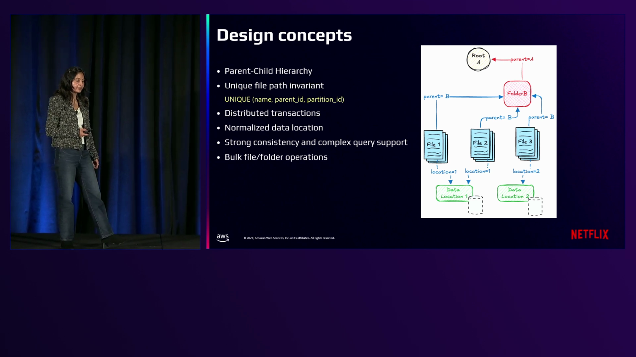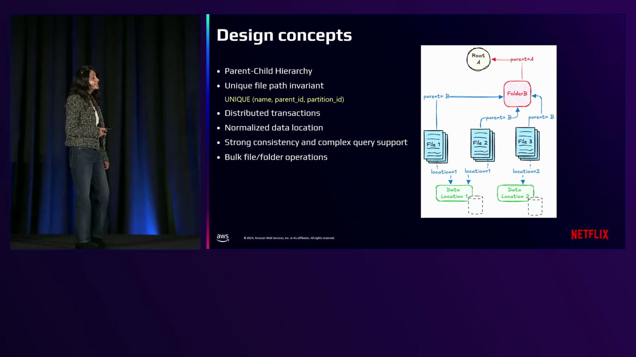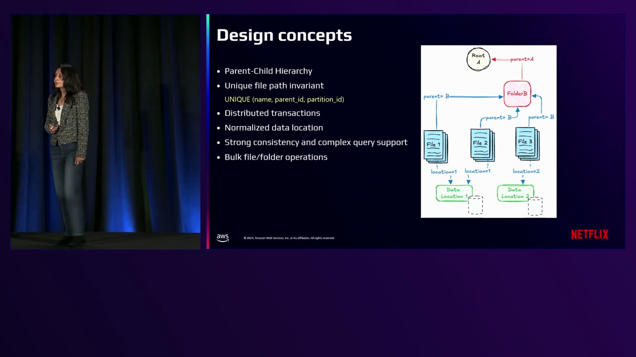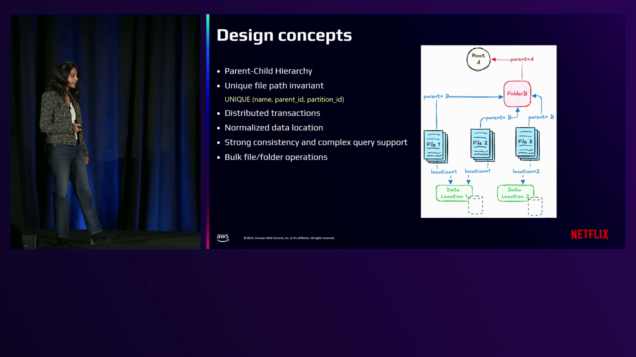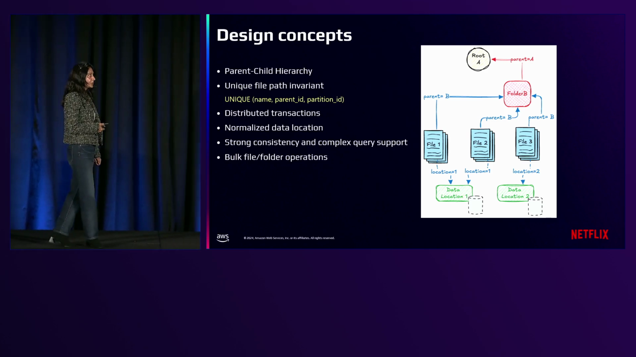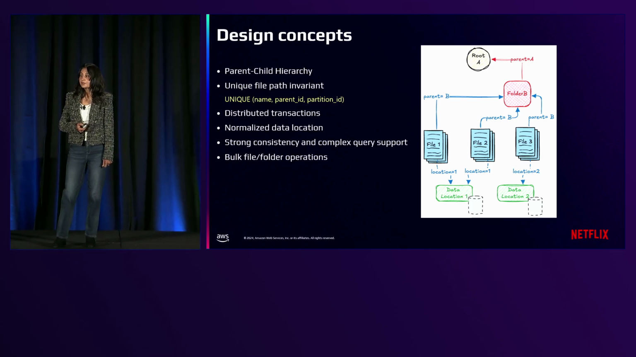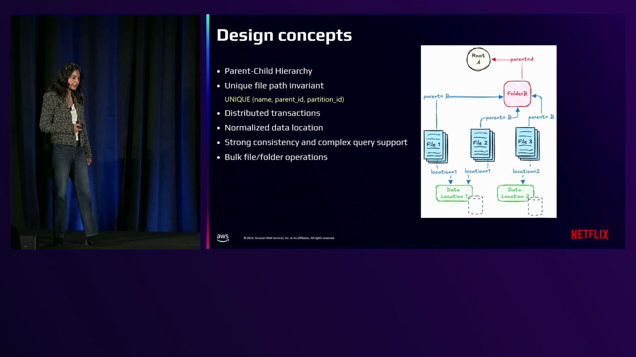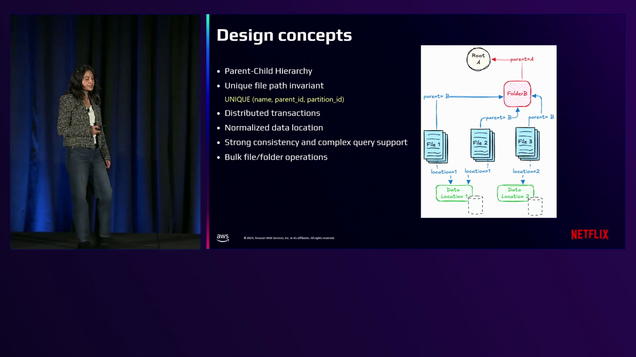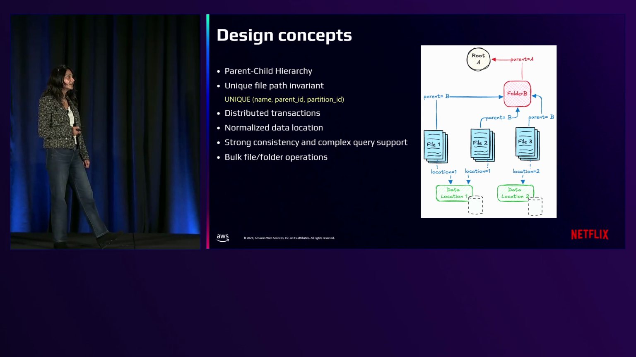We have to support distributed transactions so that we can support the complex batch operations or copy, move, or listing. We have normalized the data locations for files, which means we only store one copy of the data location, where each file C node will have a reference to the same copy of the data location. We have strong consistency and complex query support in our persistence layer so that we can provide batch operations and support instant copy and move operations with consistency guarantees.